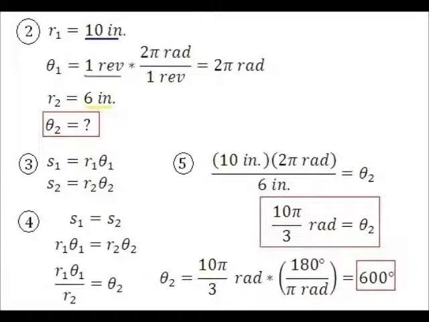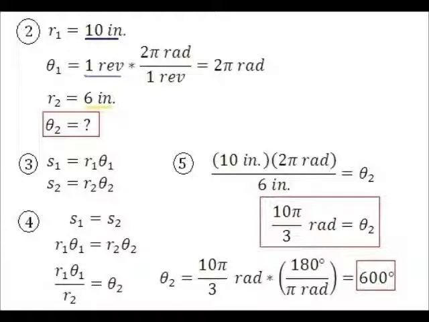Next, I've listed all known variables. Notice that if an angle is given in revolutions, you can easily convert that into radians because there are 2 pi radians in one revolution. Step 3 is to write equations for the variables. Here I'm using the arc length formulas for each pulley individually.